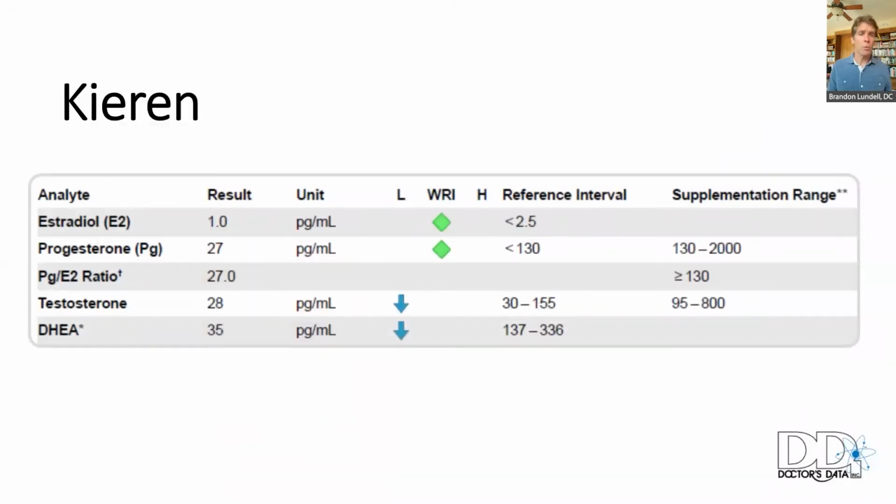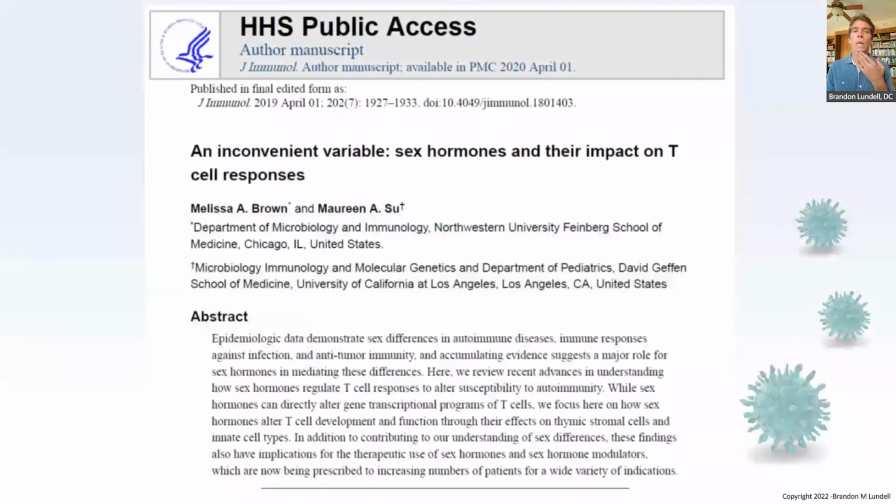So his testosterone was low as well. Next slide. And these are just a couple of the studies, an inconvenient variable, how sex hormones impact T cell responses. So he wasn't able to actually get good T cell and B cell responses without DHEA and testosterone. So this is a really good study. I quoted quite a few in the lecture on nutrition and viral immunity. Next.